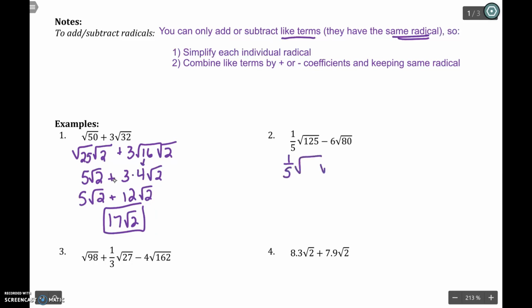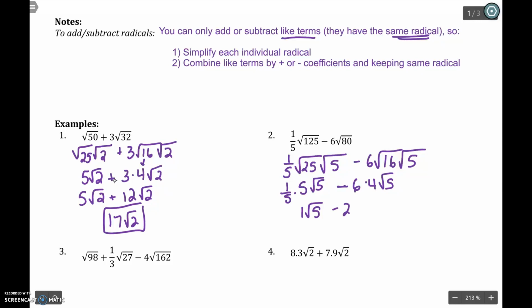Number 2 is going to work the same way. The largest perfect square that goes into 125 is 25, and it goes in 5 times. The square root of 25 is 5, and 1/5 times 5 is just 1. So this is 1 radical 5. And then for the 80, the largest perfect square that goes into 80 is 16, and it goes in 5 times. So this becomes 6 times 4 radical 5, which is 24. And then 1 radical 5 minus 24 radical 5's becomes negative 23 radical 5's.